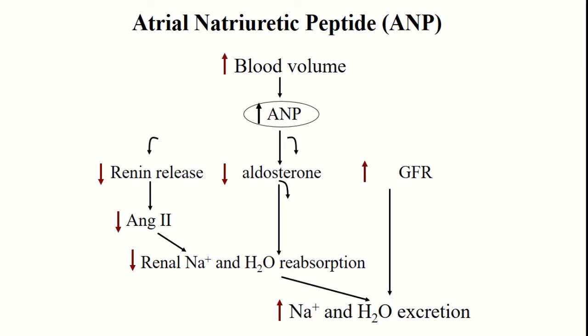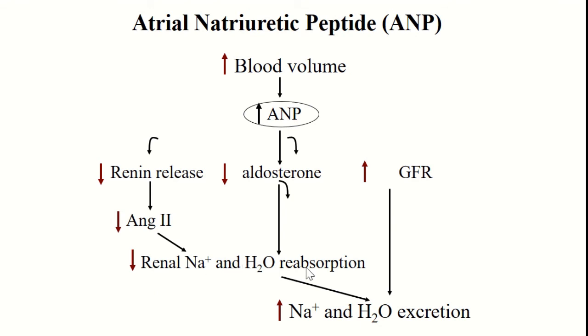Remember that whenever the blood volume or the blood pressure increases, it is going to exert stretch on the walls of the atria. Whenever the atrial walls are stretched, they are going to release atrial natriuretic peptide or atrial natriuretic factor, also called ANF. Increase in ANF leads to the following effects. Number one, it is going to decrease the levels of renin, which further leads to decreased formation of angiotensin II and decreased aldosterone levels. Fall in levels of both these hormones is going to decrease renal reabsorption of sodium.